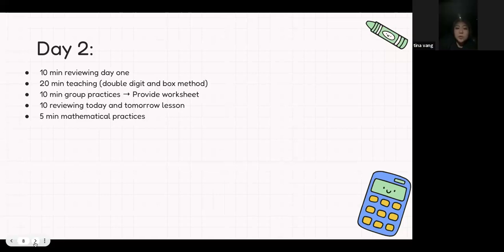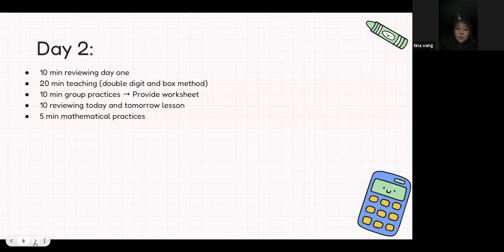So then for day 2, the teacher will do a 10 minute review of day 1, to go over it and have students ask questions if they're confused or need help on the double digits and the box method. And then we'll do another 20 minutes of teaching the double digits again and the box method, just to go more in depth on different ways to find the answer to the problem. And then we'll do another 10 minutes of group practice. We will provide the worksheets and have the students work with their group or individually.